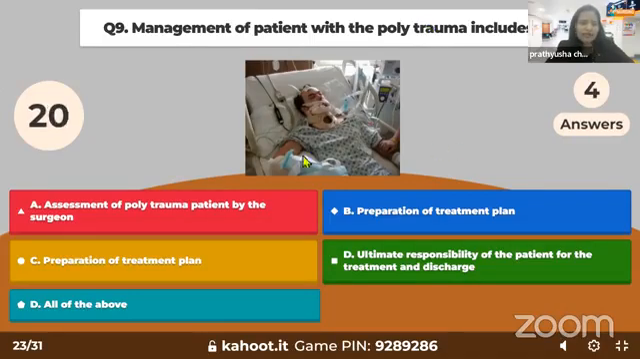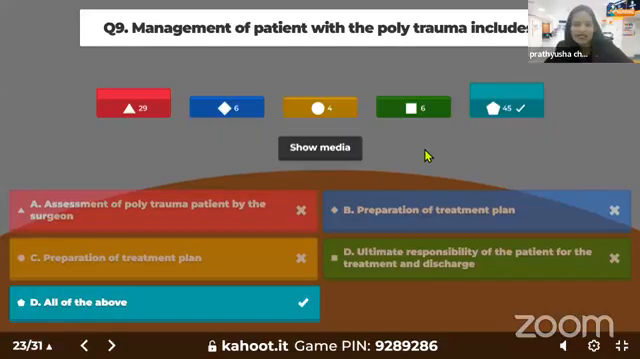Which of the following? Option A, assessment of polytrauma patient by the surgeon. Option B, preparation of treatment plan. Option C, preparation of treatment plan. Option D, ultimate responsibility of the patient for the treatment and discharge. And the final option is all of the above. What do you think is the best answer? 29 people have answered it wrong. Okay, 45 people have answered it correctly.